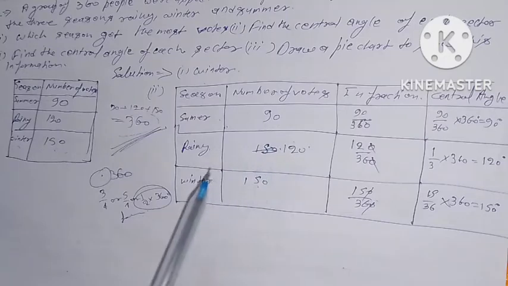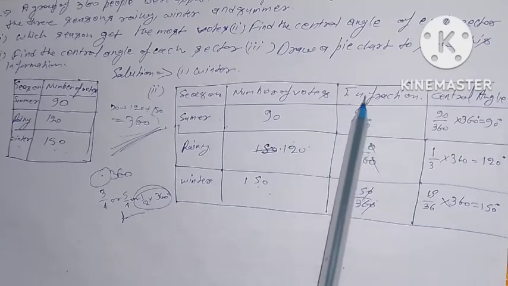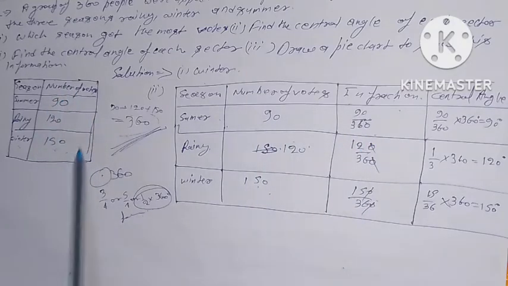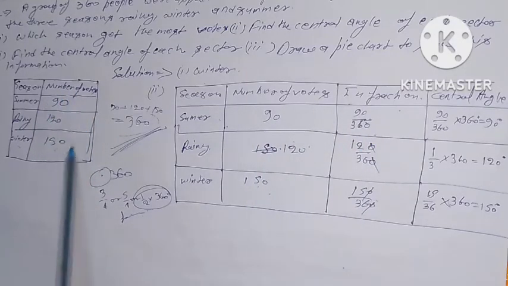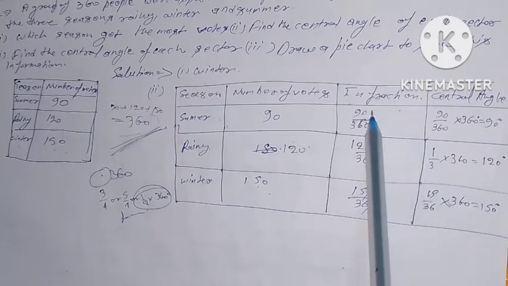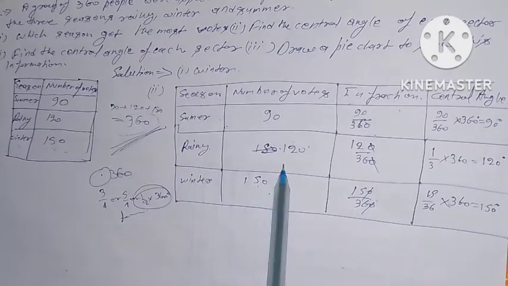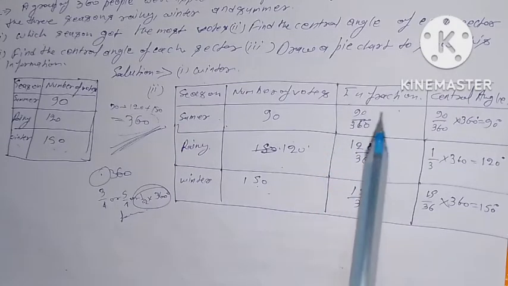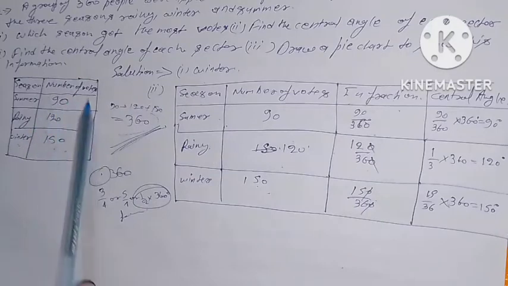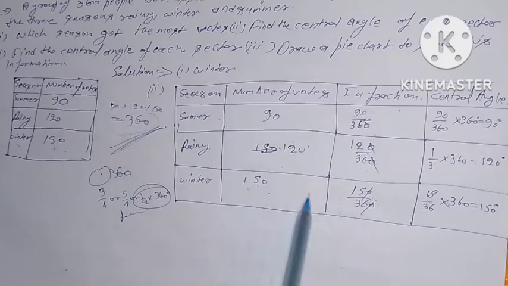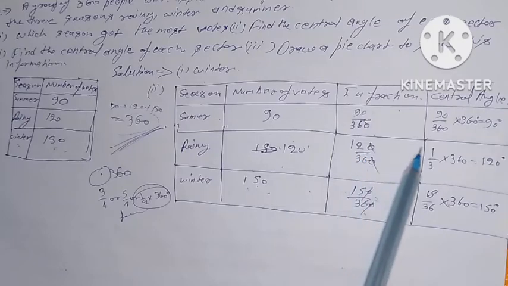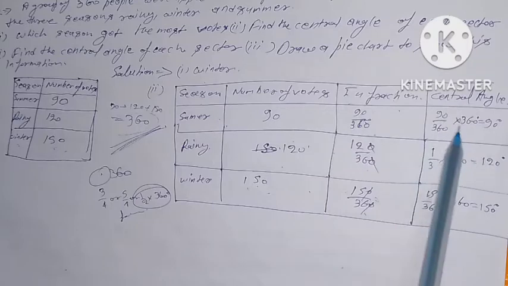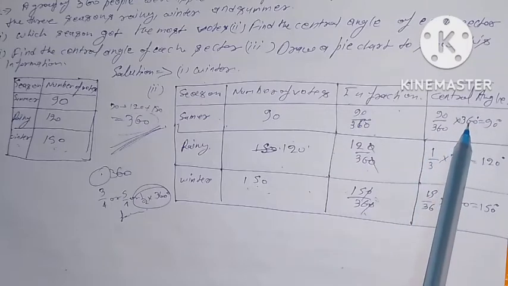So 90, 120, 150, and we convert into fractions: 90 upon 360, because the total sum is 360 degree. So 90 upon 360, and rainy season 120 upon 360. Why 120 divided by 360? Because the total sum is 360. And 150 upon 360. Now we change to central angle: 90 upon 360 multiplied by 360.